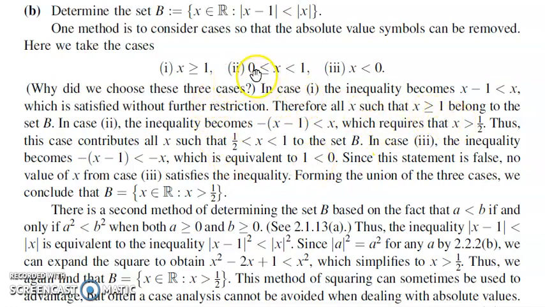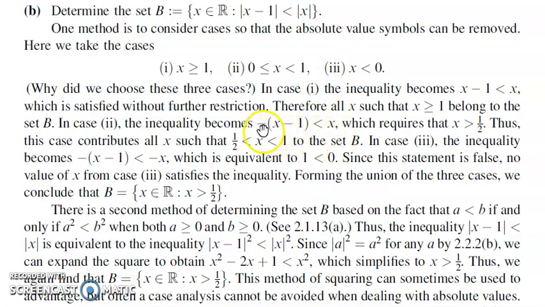Case 2, when x is in between 0 and 1. When x is in between 0 and 1, we can say that x is less than 1. When x is less than 1, modulus of x minus 1 is equal to minus of x minus 1. And x in between 0 and 1 means x is positive. When x is positive, modulus of x should be equal to x. So, on the left hand side of this inequality, we replace modulus of x minus 1 by minus of x minus 1, and on the right hand side, we replace modulus of x by x.